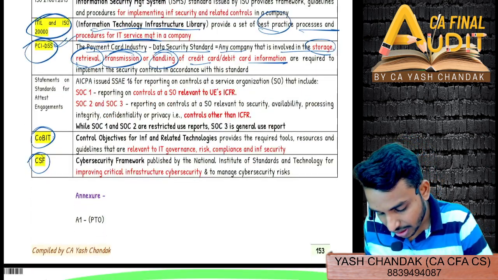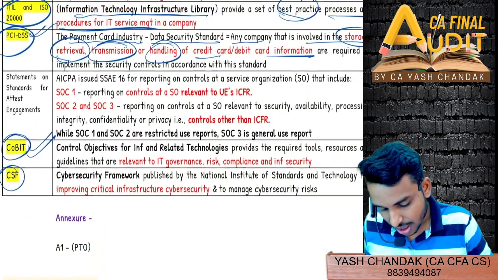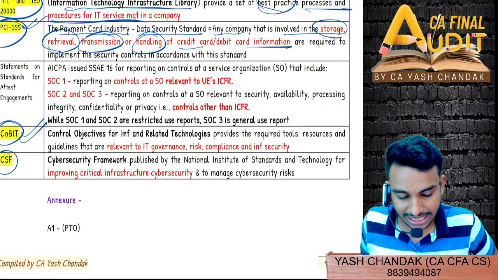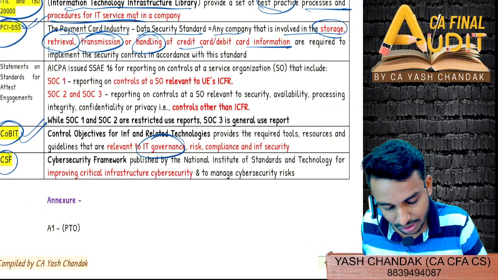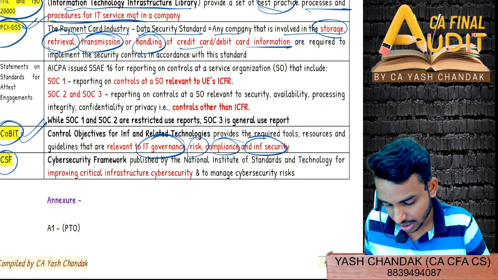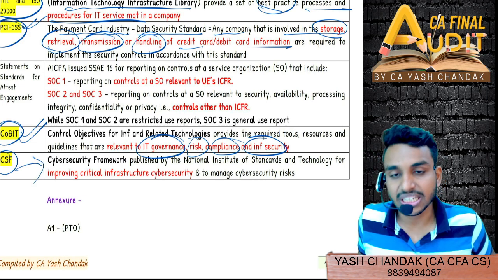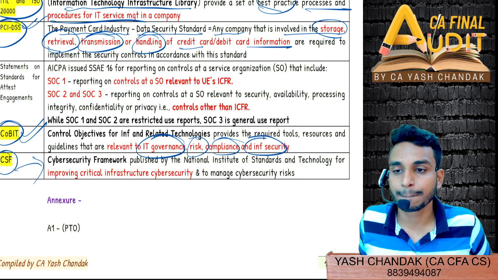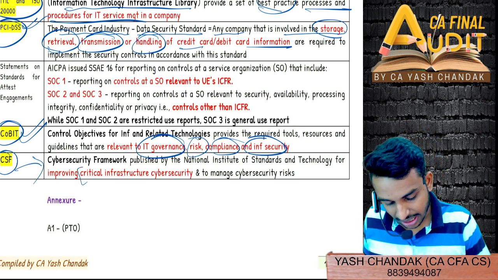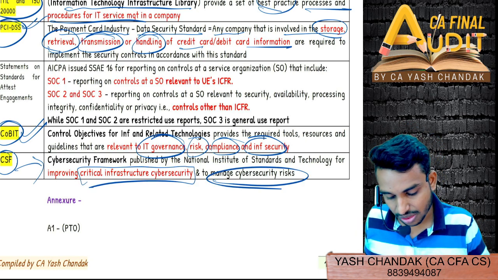Similarly, COBIT, this we have done already in the last class, right? Control Objectives for Information and Related Technology, relevant to what? IT governance, risk, compliance, information security. And CSF is what? Cyber Security Framework, dealing generally with any sort of hacking or other critical infrastructure cyber security, or to manage this sort of risk.